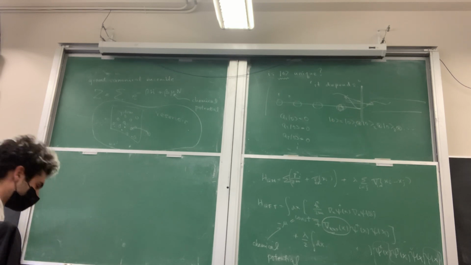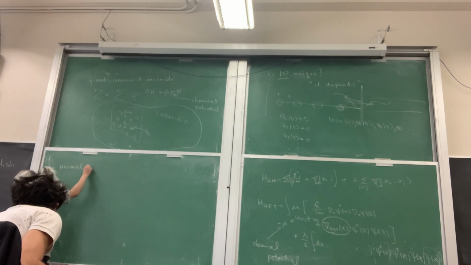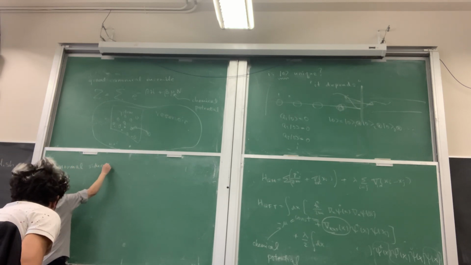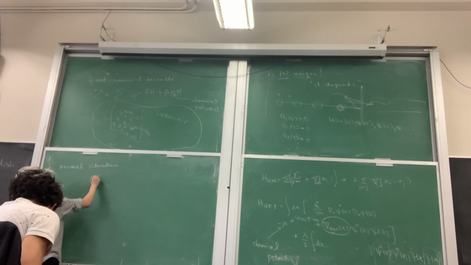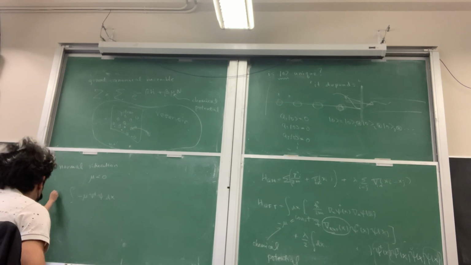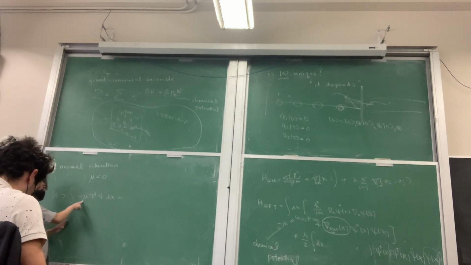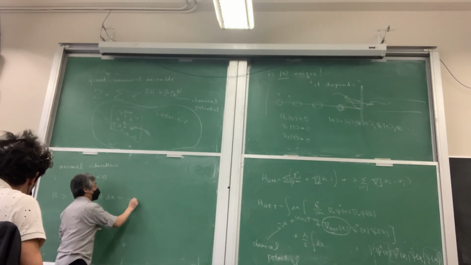All right, so let's start with the normal situation. The mu is negative. This case is very simple, because when you have a system with this piece in the Hamiltonian, because mu is just a constant, I can factor that out.